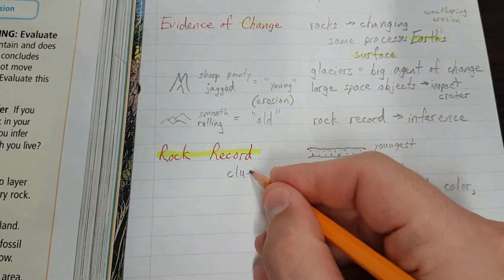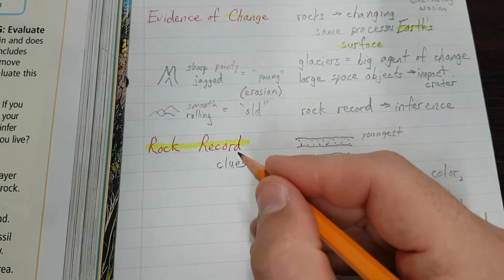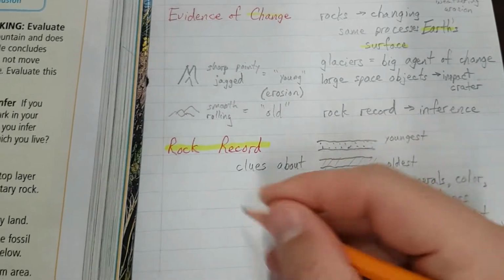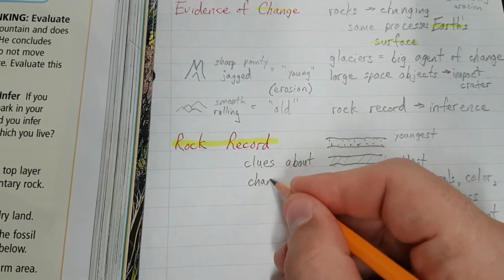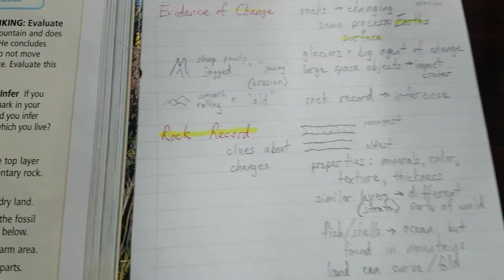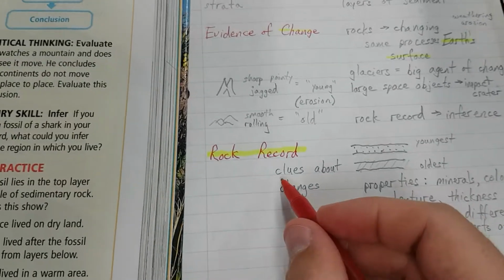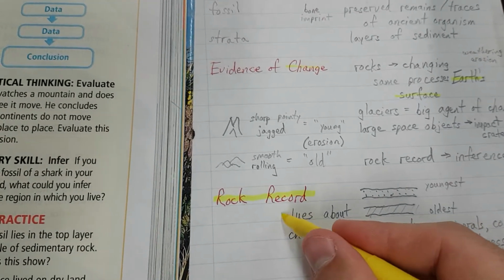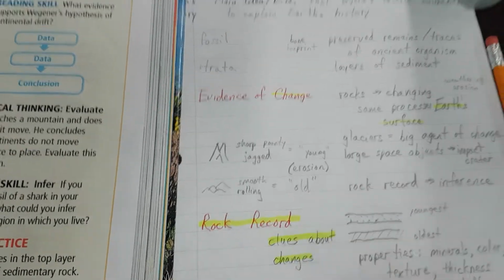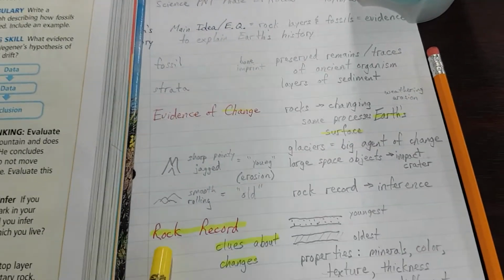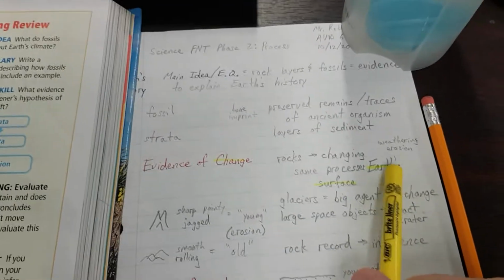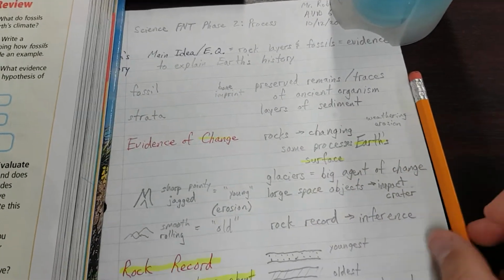Clues about changes. And now let's highlight that, or you could underline that or put little stars next to that. So we would say something like, the rock record gives us clues about changes to the Earth's surface.